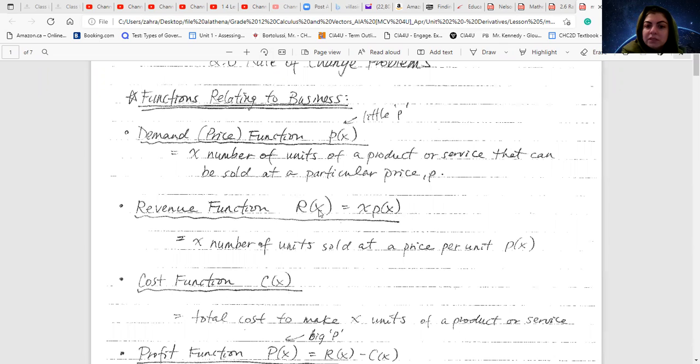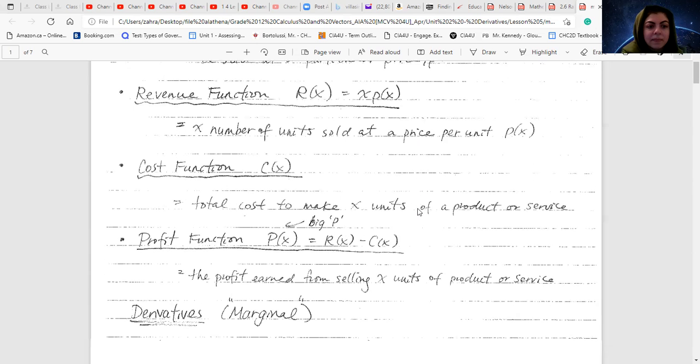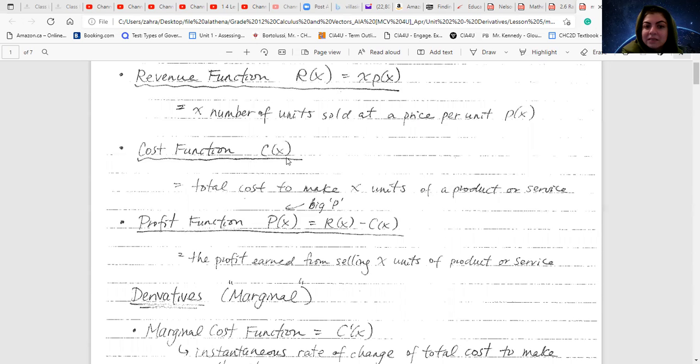Revenue. Revenue is the number of your products multiplied by the price of each product, to give you how much money you are earning from selling those items. So x, the number of products, multiplied by the price of each product. Cost function is C(x), the total cost to make x units of a product or service.